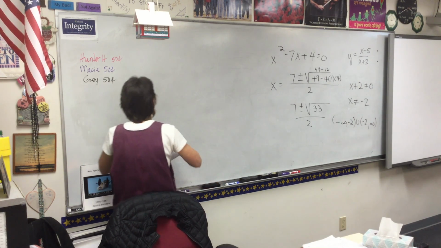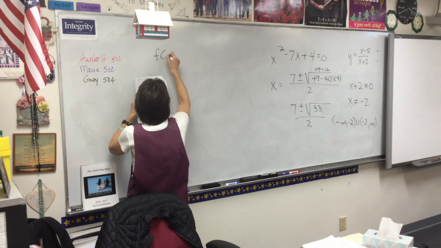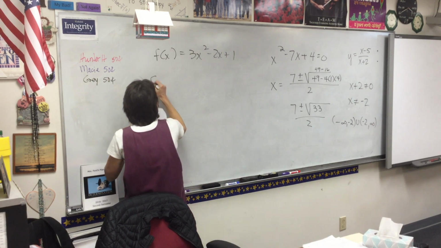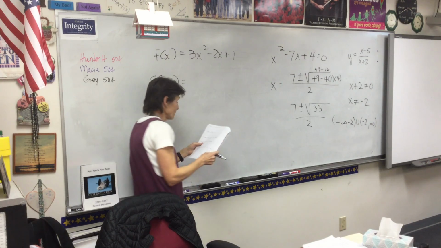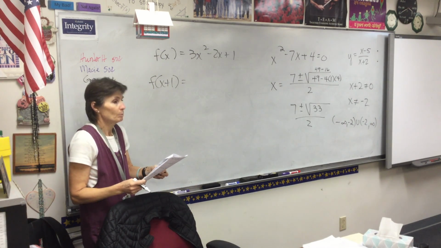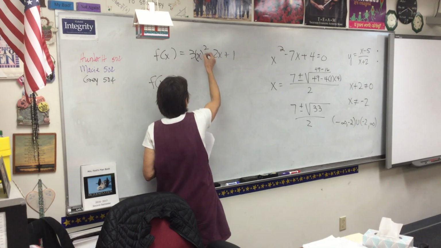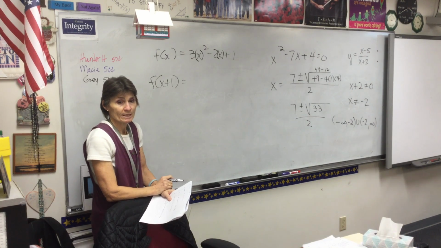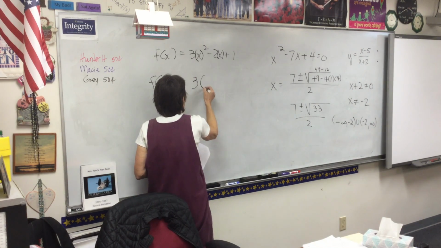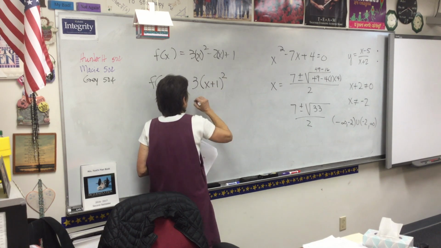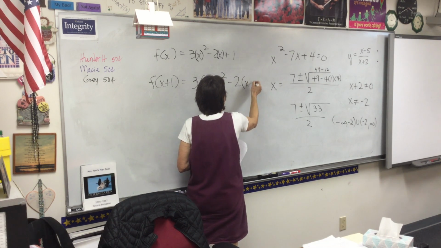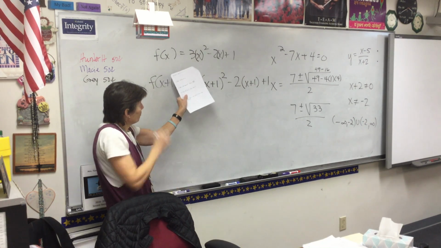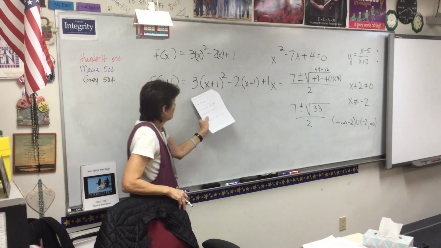All right, so number 9. Well, we already did one like this, but let's do another one. All right, how do we find f of x plus 1? Plug in x plus 1 here and here. We plug in x plus 1 for every x. So 3 times x plus 1 squared minus 2 times x plus 1 plus 1. Every time you see an x, you're going to put in x plus 1.